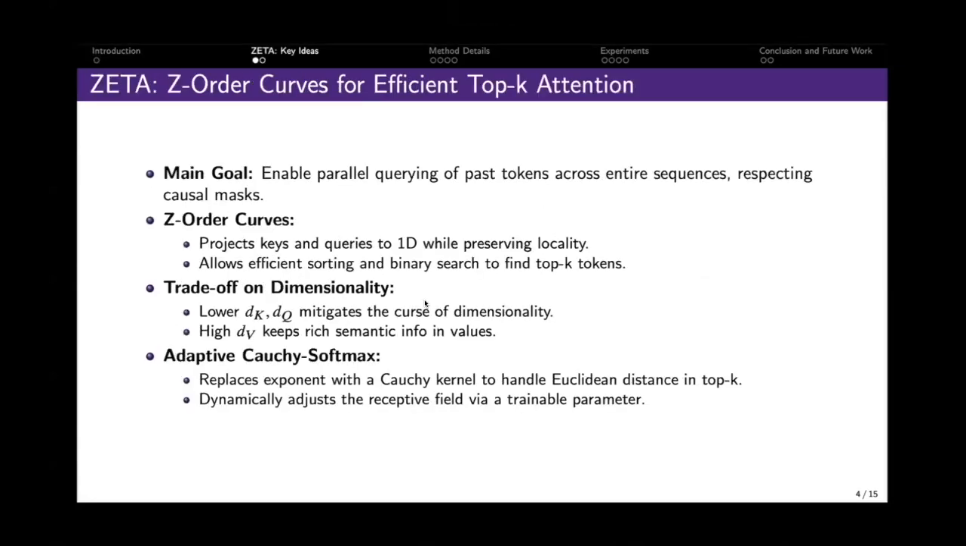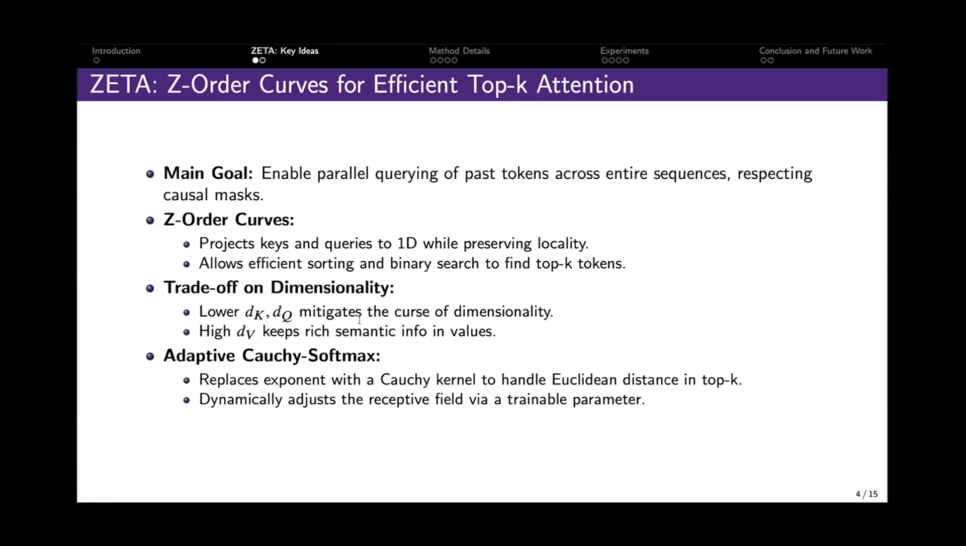Just to give a broad overview of what we did in this work: we want to improve this search. We do this by leveraging an idea in mathematics called Z-order curves. And we consider a trade-off in dimensionality.